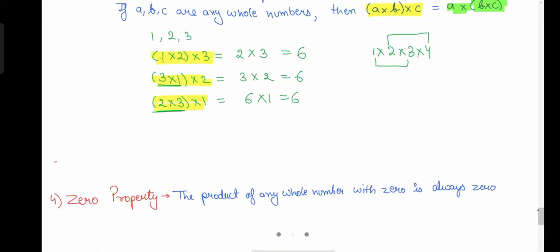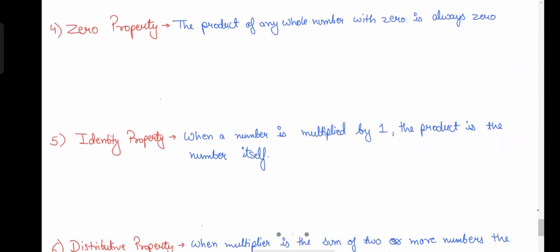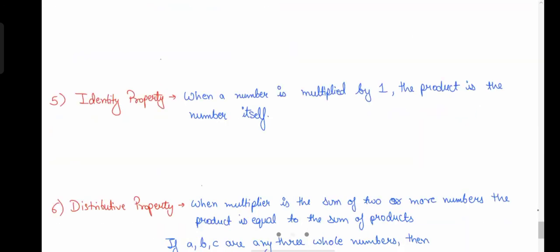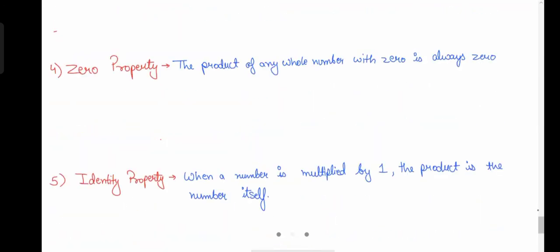Then let's come to the zero property and the identity property. Both the properties are very easy, and after that we will understand about the distributive property, which will be very important. Okay, so what is this zero property? See, the product of any whole number with 0 is always 0.